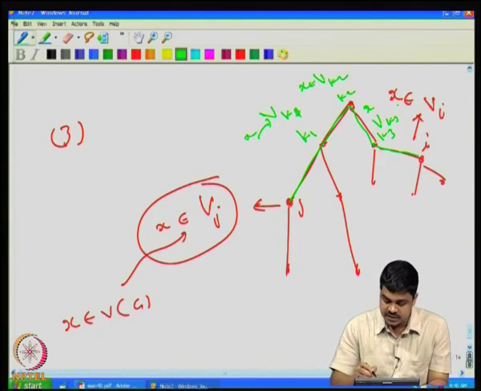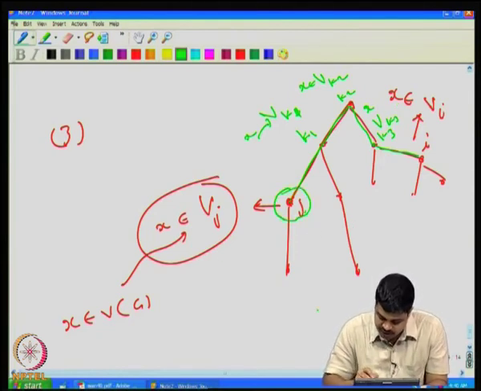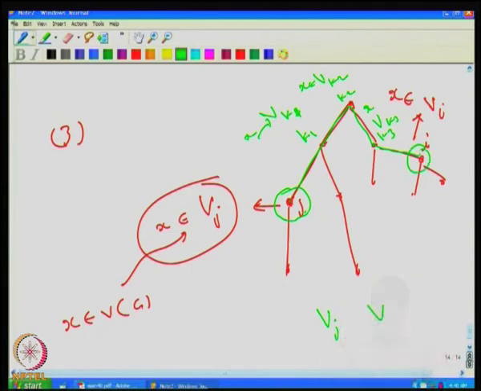So, in other words, if you take the vertex set corresponding to this, namely Vj, and you take the vertex set corresponding to this, namely Vi, and take the intersection, the common vertices here and here, that intersection should be a subset of the vertex set corresponding to each vertex on this unique path from here to here. This is the third property that we require.